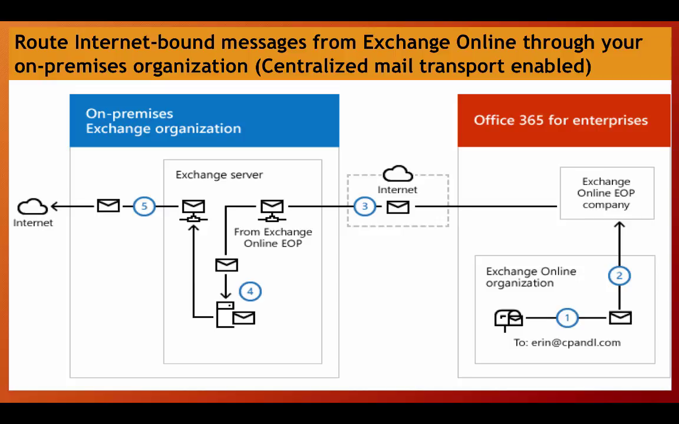And then again, the on-premise Exchange server does all your virus checking and all that stuff. And from there, the on-premise Exchange server does the DNS lookup, and then it gets routed to the internet the way your email works today. So that's how the centralized transport works.